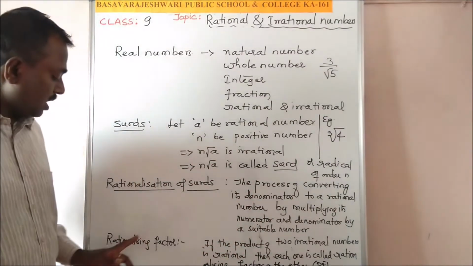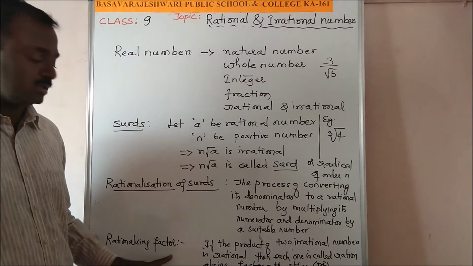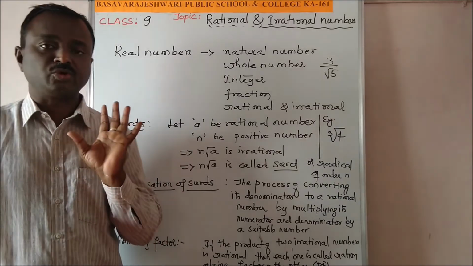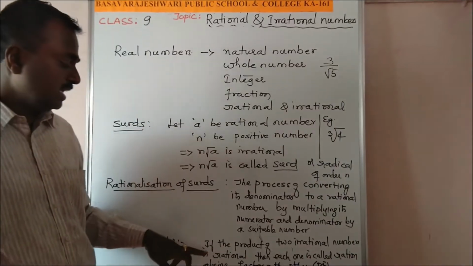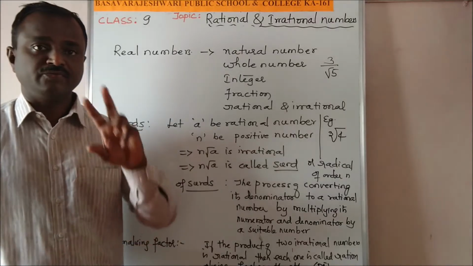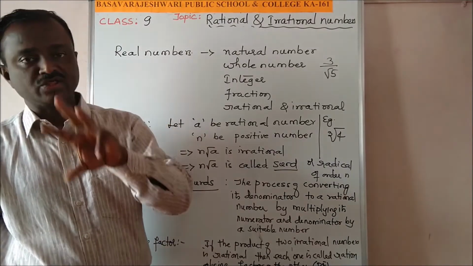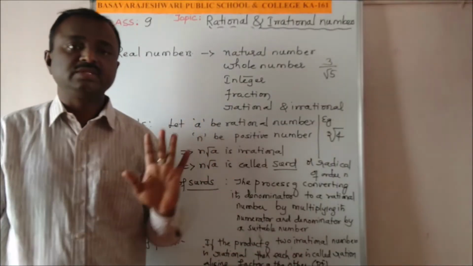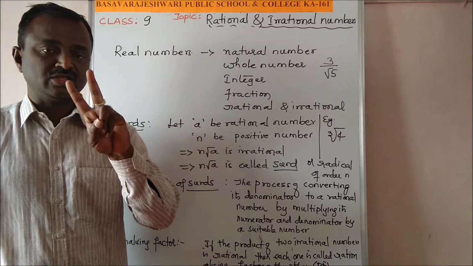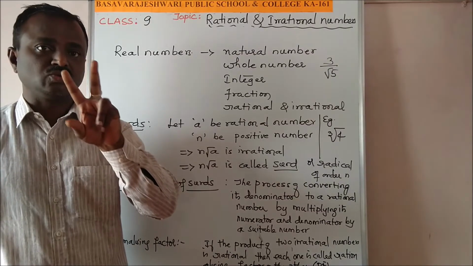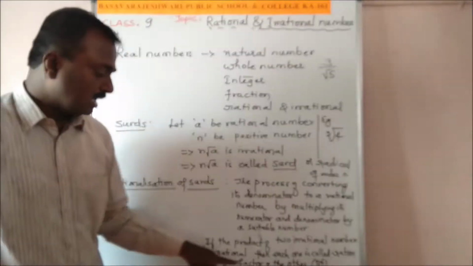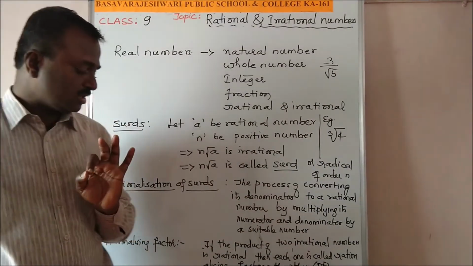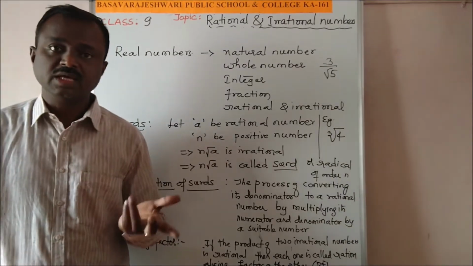Okay. Now, what is meant by rationalizing factors? If the product of two irrational numbers is rational, so if you multiply two such irrational numbers, then you will get a rational number. Then each one of those two irrational numbers is called a rationalizing factor of the other.